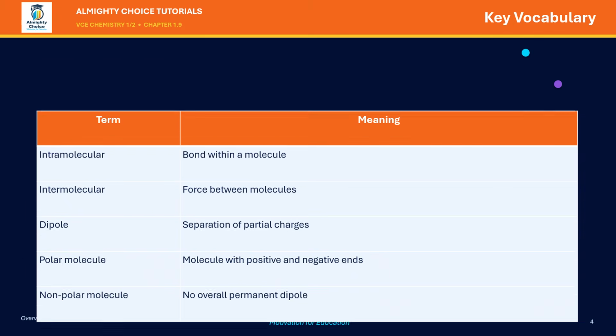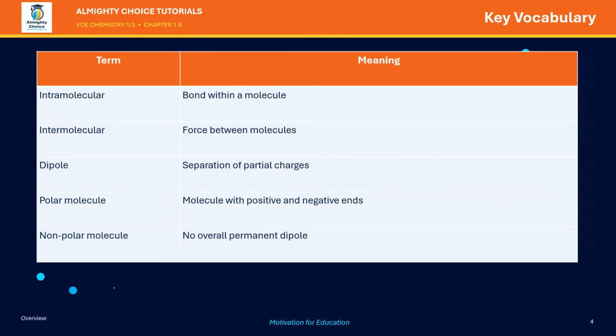It's very important that these keywords are used accurately in your exams. Intramolecular means the bonds within a molecule, while intermolecular means the forces between the molecules. A dipole is a separation of partial charge, meaning one end is slightly positive and the other is slightly negative. A polar molecule has a positive and a negative end, while a non-polar molecule has no overall permanent dipole.